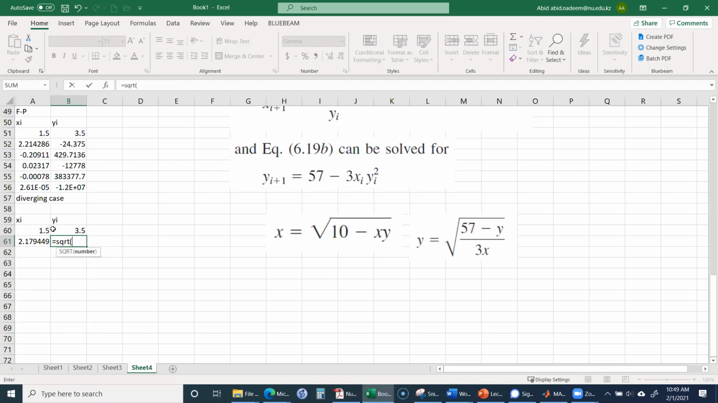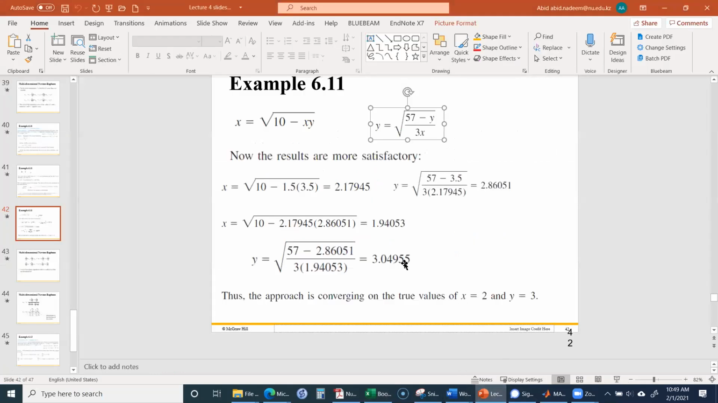For y, I will take the sqrt, square root function of 57 minus y, this, and then divided by 3 times x. The value of x will be the latest value, not the previous value, okay. So this, and then close it. So it will be 2.86. So 2.17 and 2.86. These were the same values which I got before, okay.